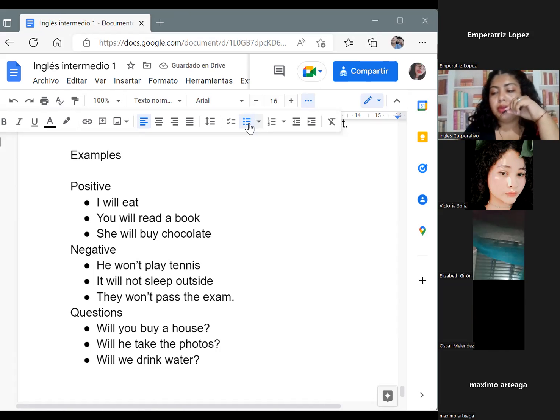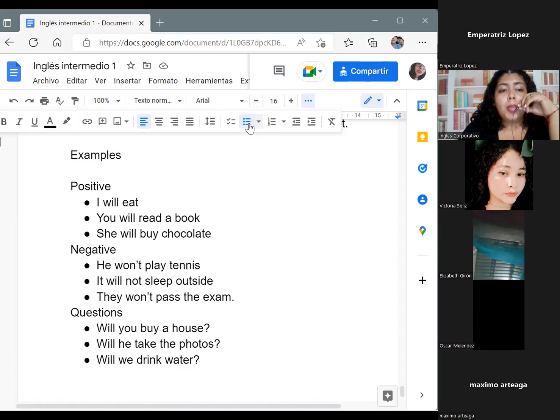So here we have some examples of the use of this structure in future. So in the positive one, we have I will eat. In this case, you can see the structure. We have the subject, then we have the will or the auxiliary, and then we have the verb in an infinitive form or base form. Then we have the second one, you will read a book. She will buy chocolate. And in negative, we have the two options, won't or will not. He won't play tennis. It will not sleep outside. They won't pass the exam.